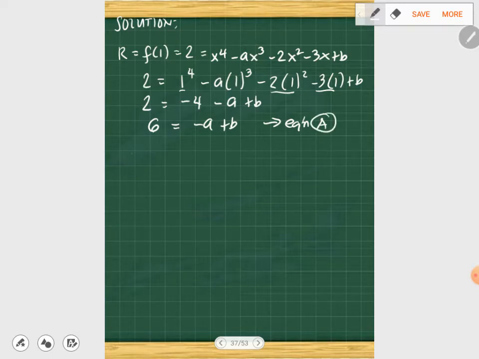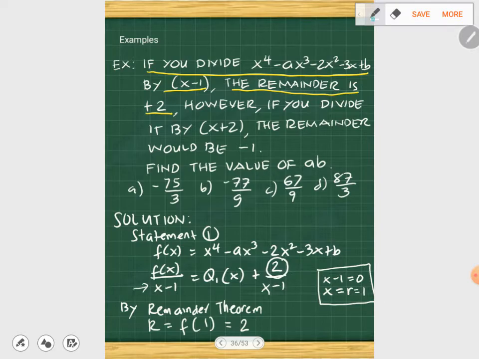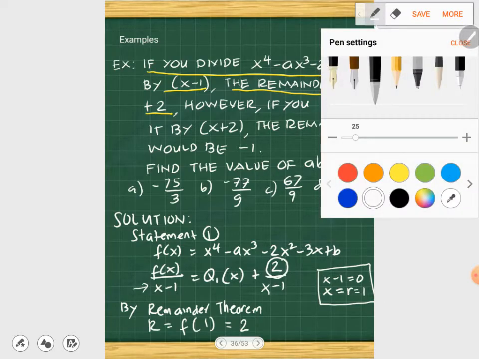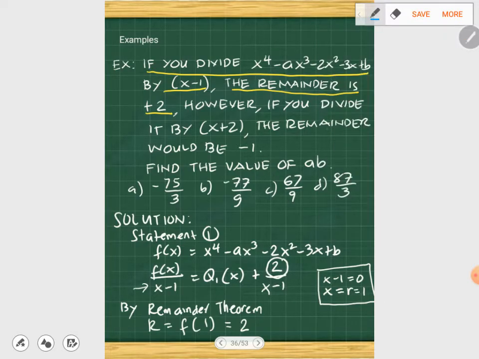Okay. Next is for condition 2. So, sabi niya dito sa condition 2, however, if you divide it by x plus 2, the remainder would be negative 1. So, ganun pa rin. Ito pa rin yung magiging equation natin.